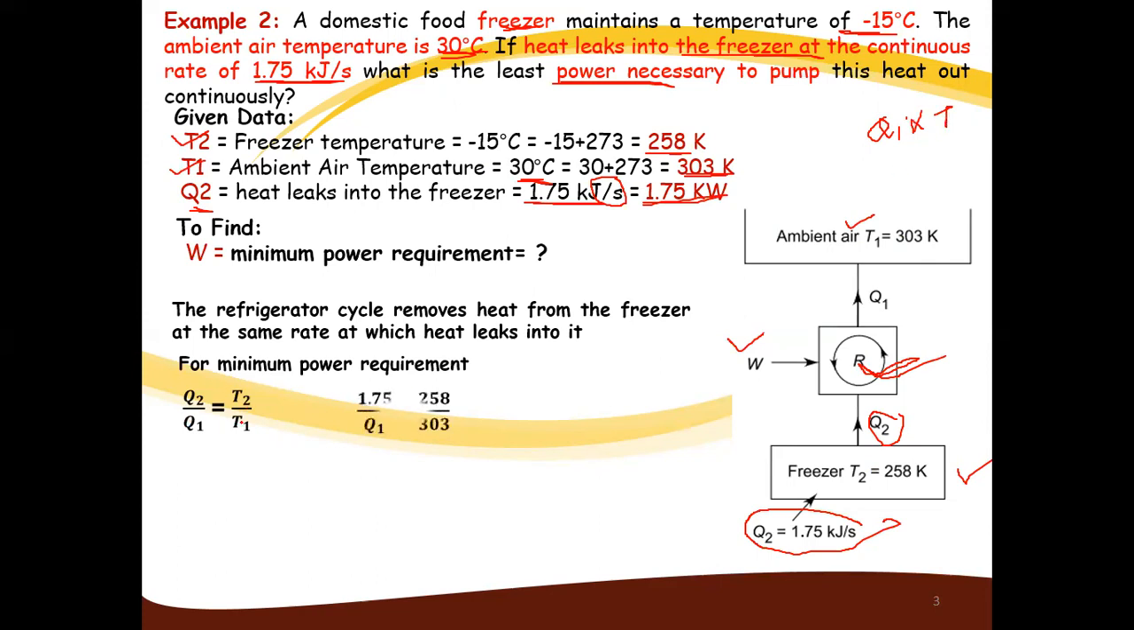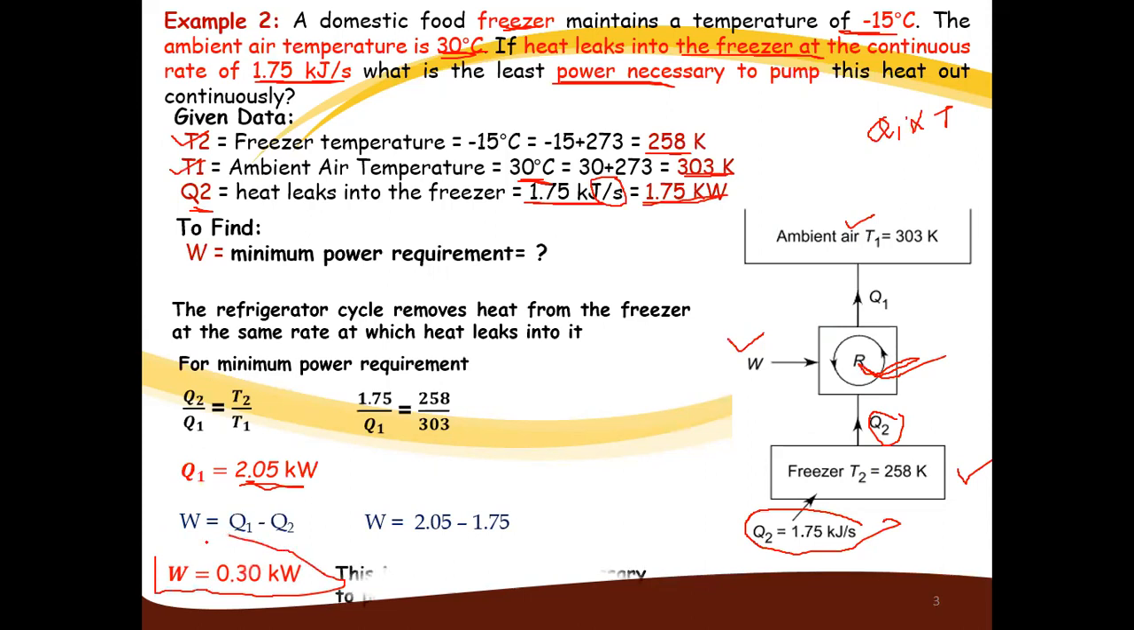So we get the Q2 upon Q1 ratio, it is nothing but T2 upon T1. Now put the values. So 1.75 divided by Q1 is equal to 258 upon 303. So we get the value of Q1 as 2.05 kilowatt. Now it is in kilowatt, so Q1 is also in kilowatt. Now we have to find out work. So work is the net work output, it is Q1 minus Q2. So Q1 is 2.05, Q2 is 1.75. So your work will be 0.30 kilowatt.